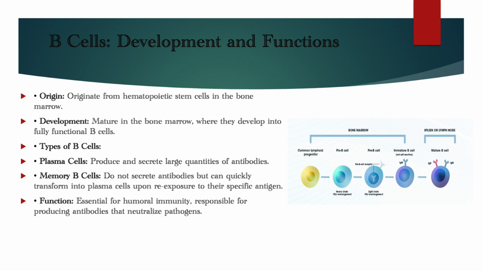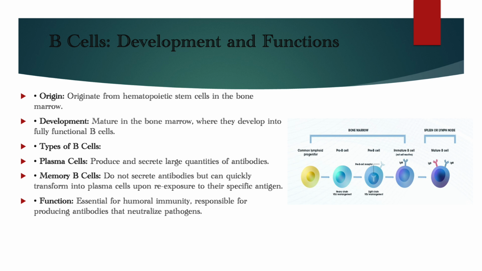Now moving forward, let's focus on B cells, which are another cornerstone of the adaptive immune system. Like T cells, B cells originate from the hematopoietic stem cells. However, their maturation takes place in the bone marrow, where they differentiate into cells capable of producing antibodies. There are two main types of B cells: plasma cells and memory B cells.